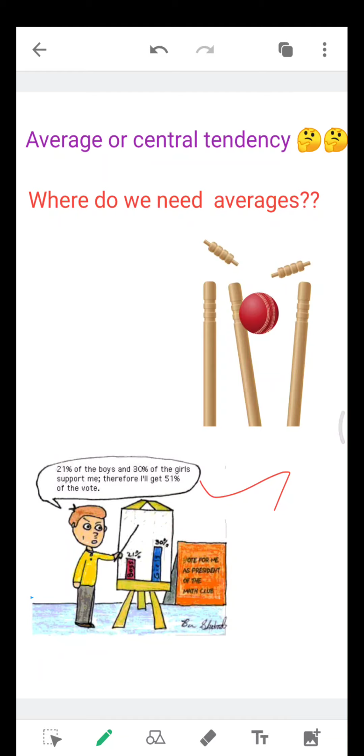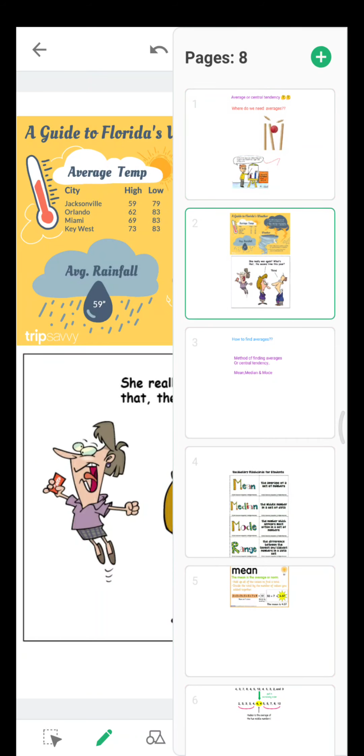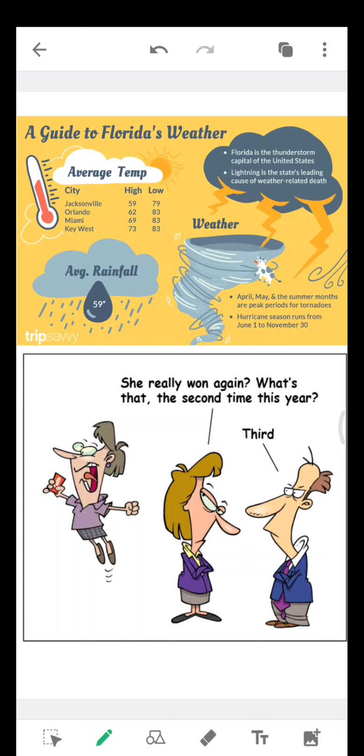By using the average rainfall we can predict the rainfall of this year, and we can predict the weather of the days. So averages are widely used in many fields, in sports, in elections, in weather forecast, because this is a part of statistics. We have already seen this all. Now you can see here a guide to Florida's weather, average temperature. So we can say this is used in weather forecast.